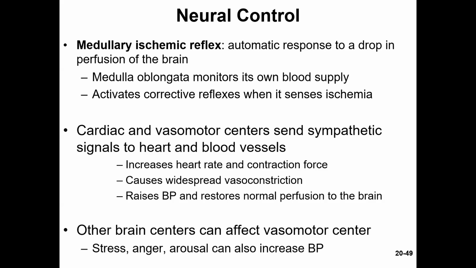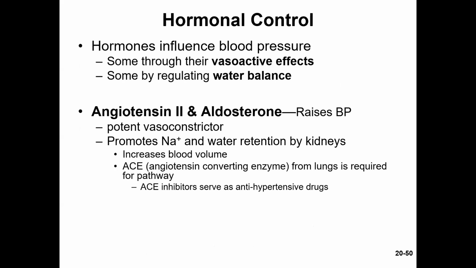Other brain centers can affect the vasomotor center. Stress, anger, and arousal can also increase BP. When we get into hormonal control, hormones influence blood pressure, some through their vasoactive effects and some by regulating water balance. Angiotensin II and aldosterone both raise BP. They are potent vasoconstrictors. They promote sodium and water retention by the kidneys. They increase blood volume. ACE, or angiotensin converting enzyme, from the lungs is required for this pathway.